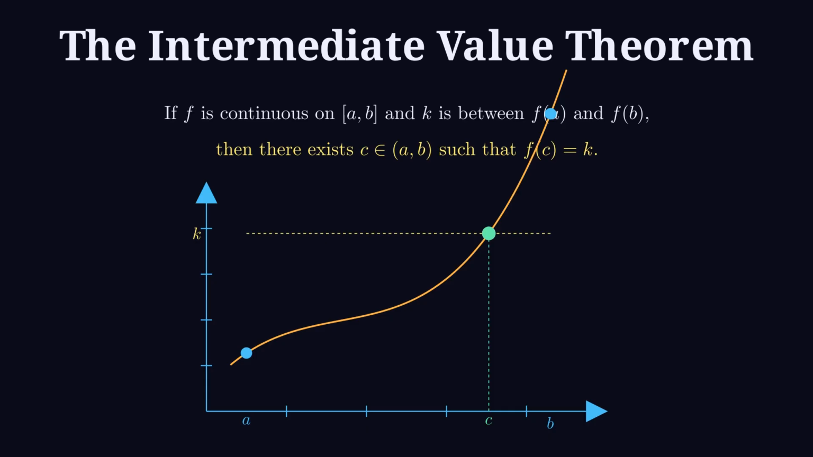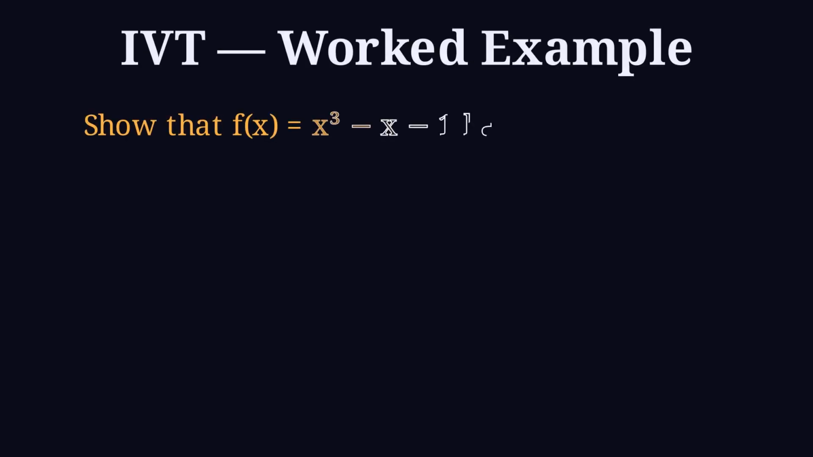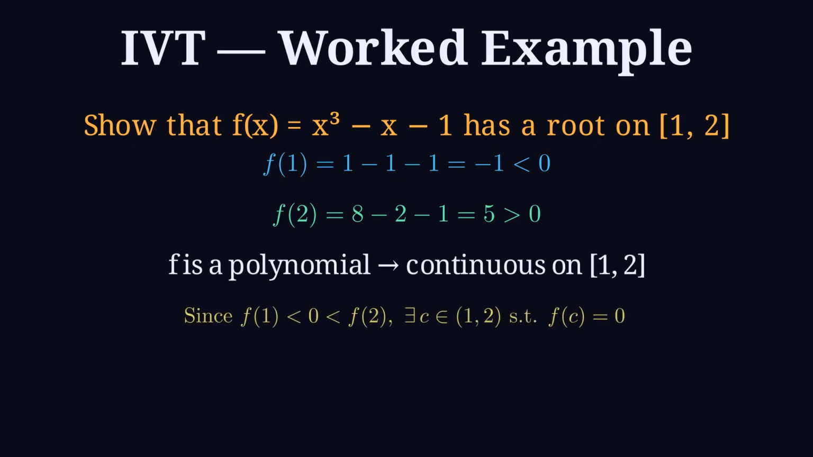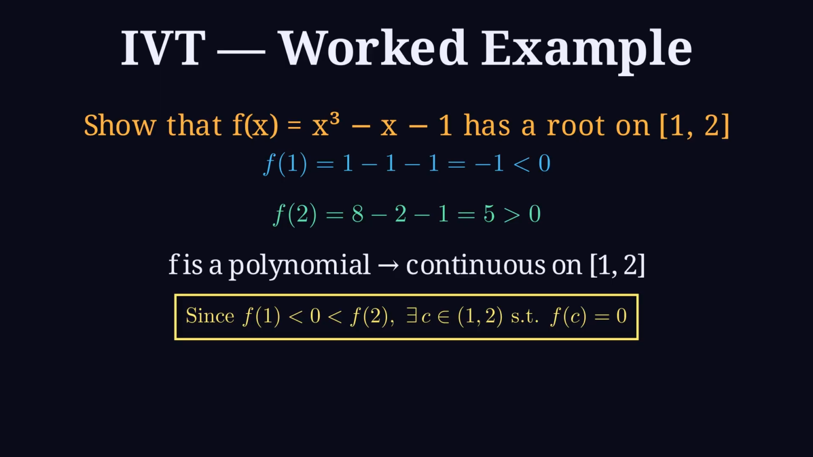Polynomials are continuous everywhere. Rational functions are continuous everywhere, except where the denominator is 0. Sine, cosine, exponential, and logarithmic functions are all continuous on their natural domains. Compositions and arithmetic combinations of continuous functions are also continuous. So in practice, mainly watch out for rational functions, absolute value functions, and piecewise defined functions.